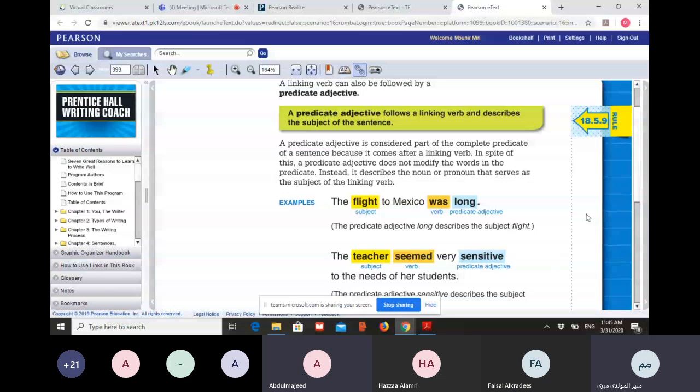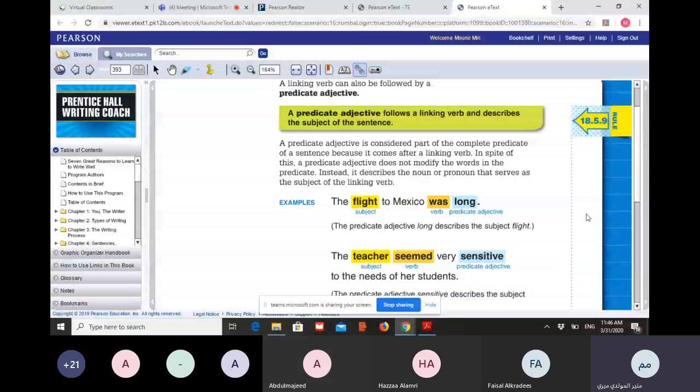Excellent. So here, what did you understand from this explanation? What's the difference between a predicate noun or a predicate pronoun and a predicate adjective? There is a crucial, important difference between them. We said that the first two identify the subject. What about the predicate adjective? Does it identify the subject? Teacher, no, it describes. Excellent, because it is an adjective, and adjectives are used for description, so they describe the subject.